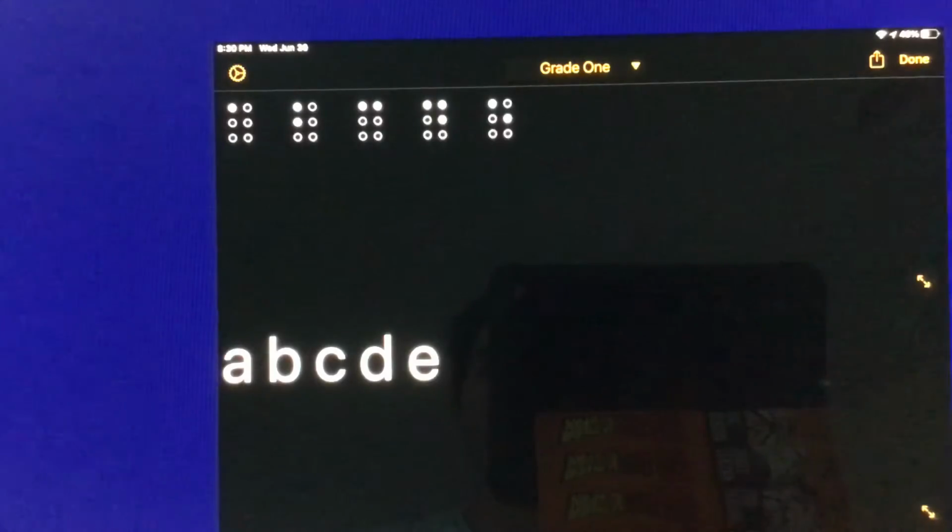And then next to that, the letter B is represented by dots 1 and 2. Then the letter C in the middle are dots 1 and 4. The letter D, dots 1, 4, 5. And finally, the letter E is represented by dots 1, 5.